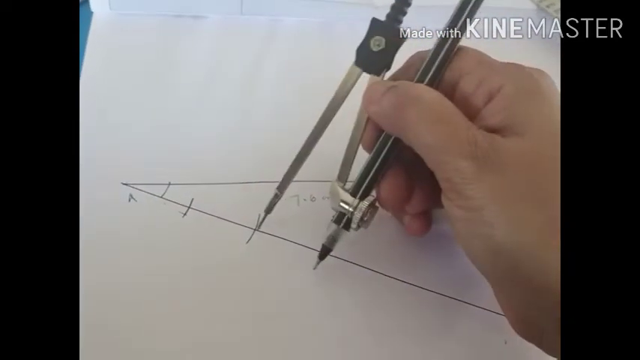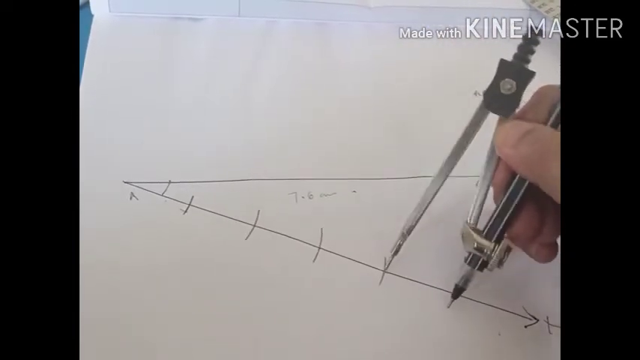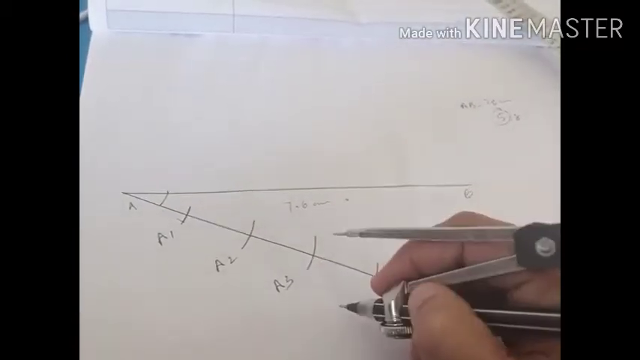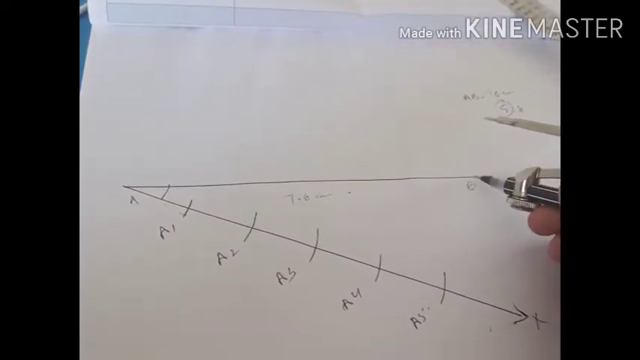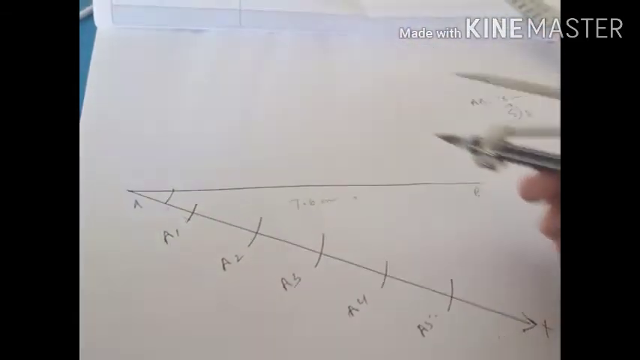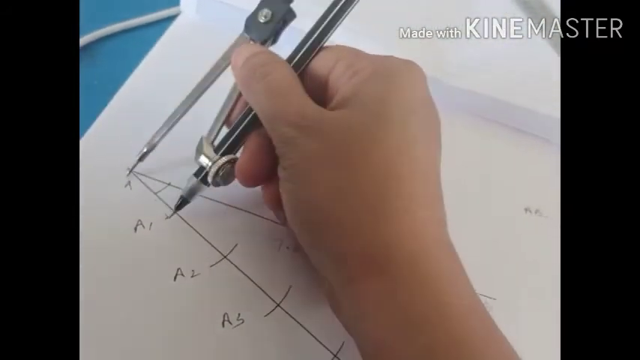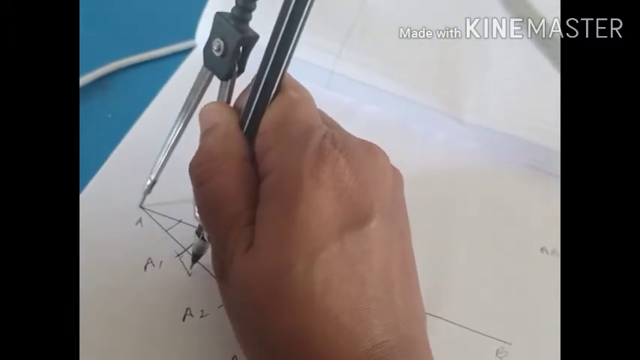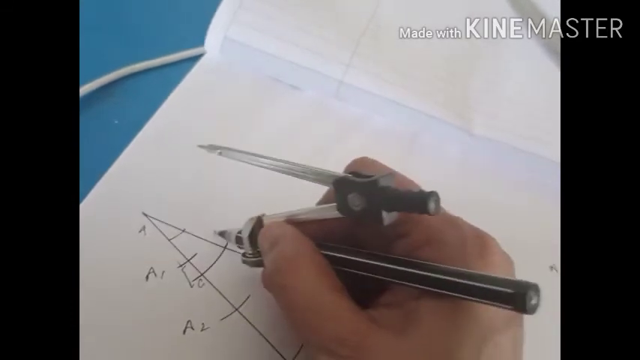Then 1, 2, 3, 4, 5. Okay, then name them as A1, A2, A3, A4 and A5. The next step is we have to draw a line from B upward, but it is equal to this angle A. For that we want to draw an arc with any measure. We can take any measure and draw an arc, but that should intersect AX and AB. So here I named them C and D.